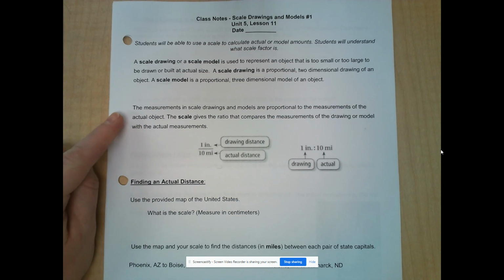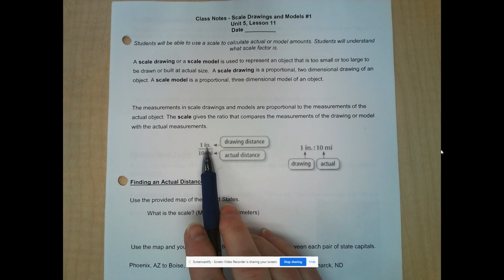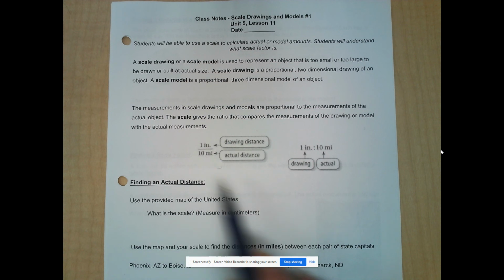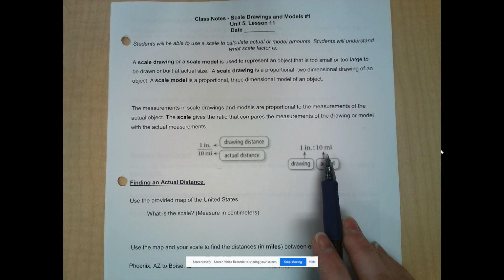The measurements in a scale drawing and model are proportional to the measurements of the actual object. The scale gives the ratio that compares the measurements of the drawing or model with the actual measurements. So if we put the drawing distance on the top, let's say we draw something that's 1 inch, it would represent an actual distance of 10 miles. We can also write it with a colon. Every 1 inch is worth 10 miles.